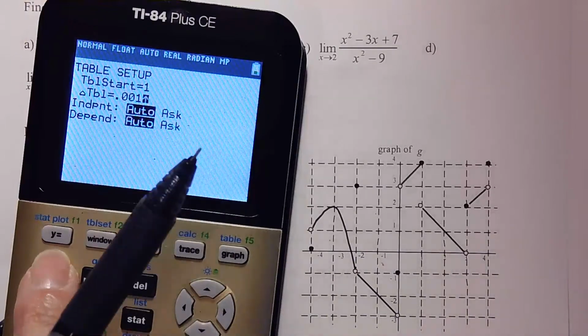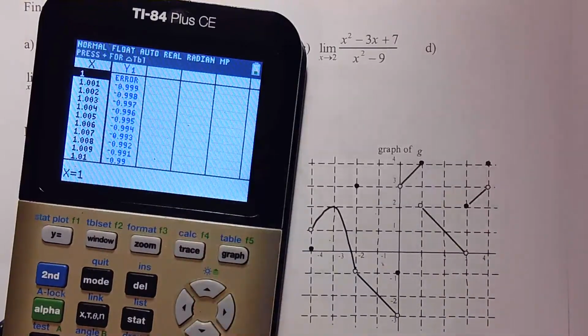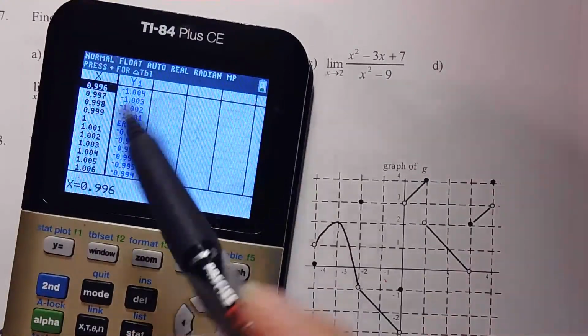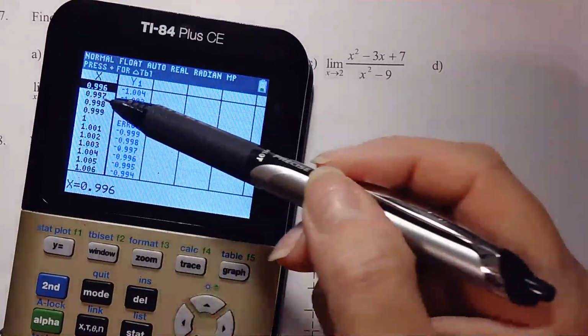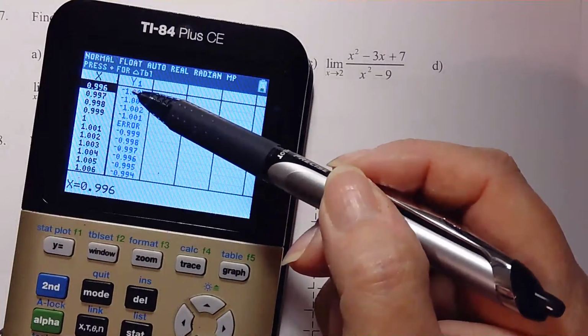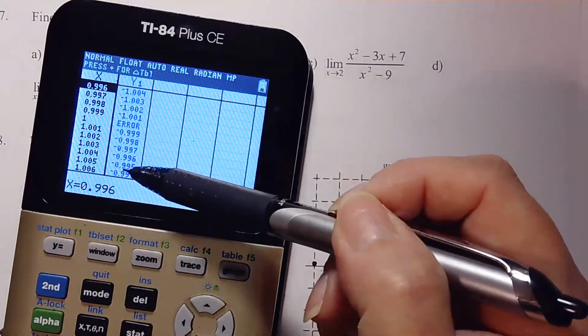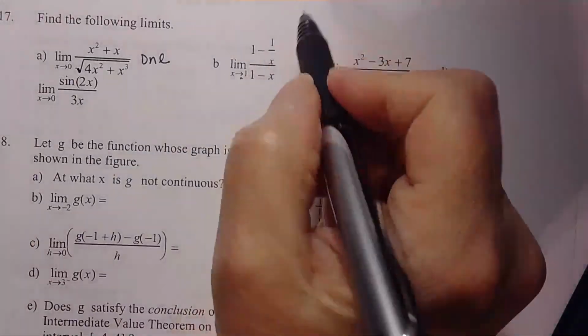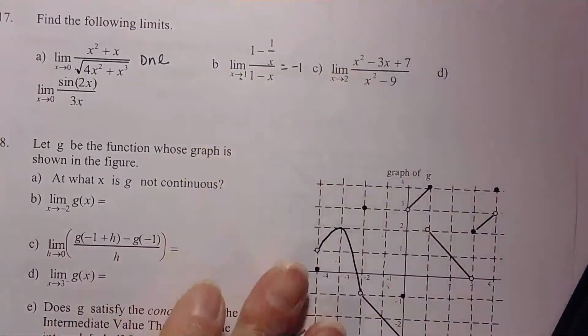And from here, do second table, go to your table. And now you're at 1, right, where that limit's being taken. And there's definitely an error. But if you come in from the left, you're approaching -1. And if you come in from the right, you're approaching -1. So you'd say that the limit is -1.